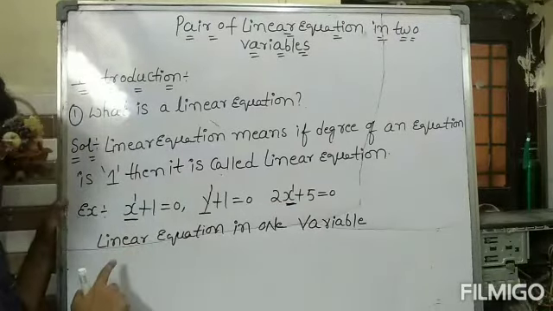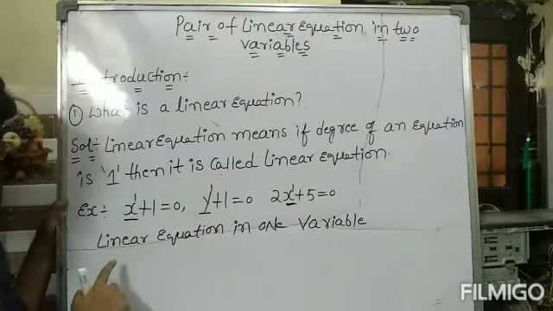Now, linear equation in two variables. For example, 2x plus 3y is equal to 5, otherwise 5x plus 4y is equal to 6. Or you can write it as 5x plus 4y minus 6 is equal to 0, where the constant is minus 6.